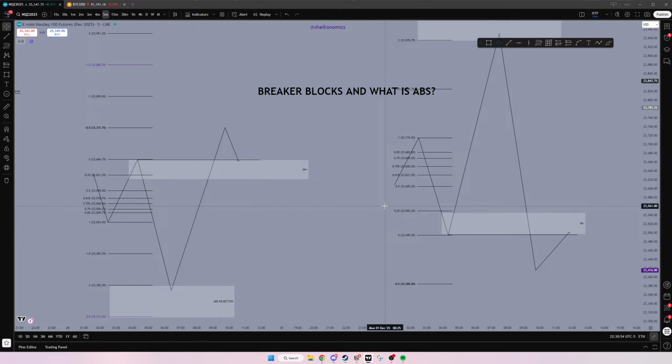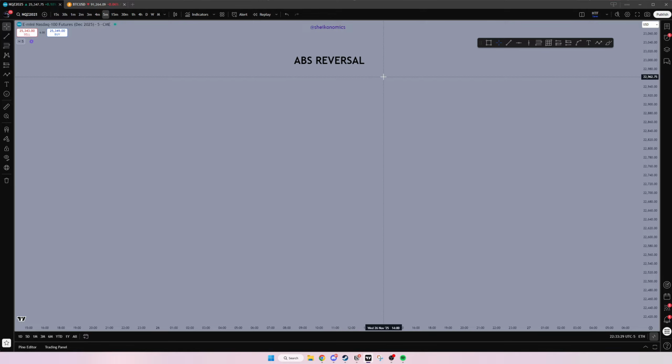Now, it's probably still pretty confusing. We'll go over some chart examples, but first, let's look at the different types of trades you can take with ABS. First, let's look at reversals with ABS, which is probably the most classic type of trade you can get.